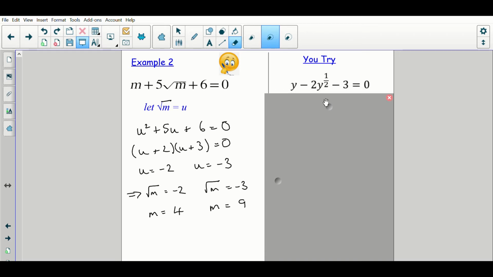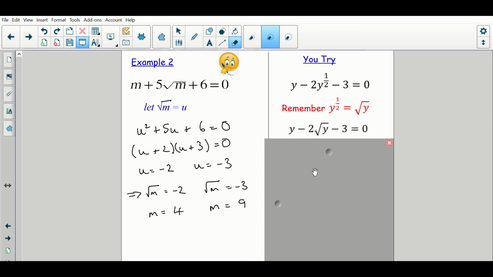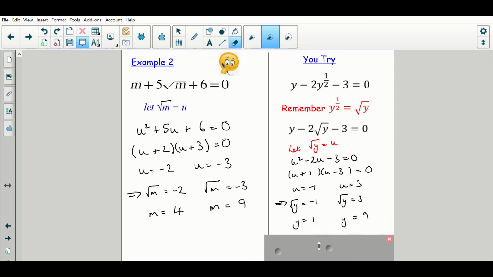If you're happy, you can pause and try from here. If you would like a hint, remember that y to the power of a half is the same as root y, so we could write this equation with root y as the middle term, and then you can carry on as we did on the left. So pause now and try this one. So this is the solution you should have got for this question.